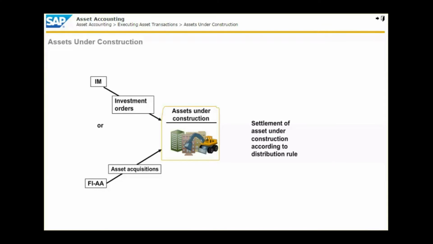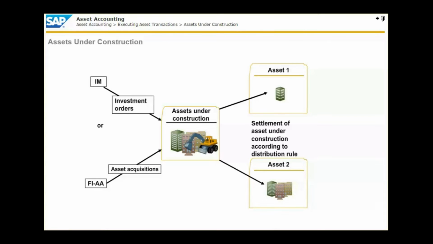Settle asset values. The values from the asset under construction account have to be settled to one or more completed assets. The costs are distributed to one or more assets with the help of a settlement rule. This rule specifies which percentage of the AUC is settled with which asset.